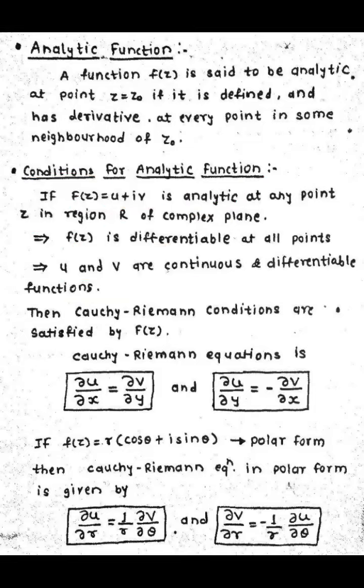So student, these points are related with each other. Analytic, then it is differentiable, then u and v are also differentiable. Then the Cauchy-Riemann conditions are satisfied by f of z. So to check an analytic function, we have to remember this condition, known as the Cauchy-Riemann equation. The first equation is del u by del x is equal to del v by del y, and the second condition is del u by del y is equal to minus del v by del x.